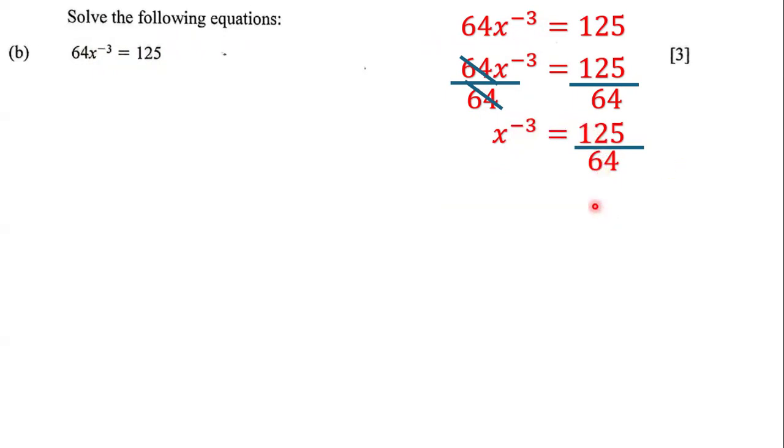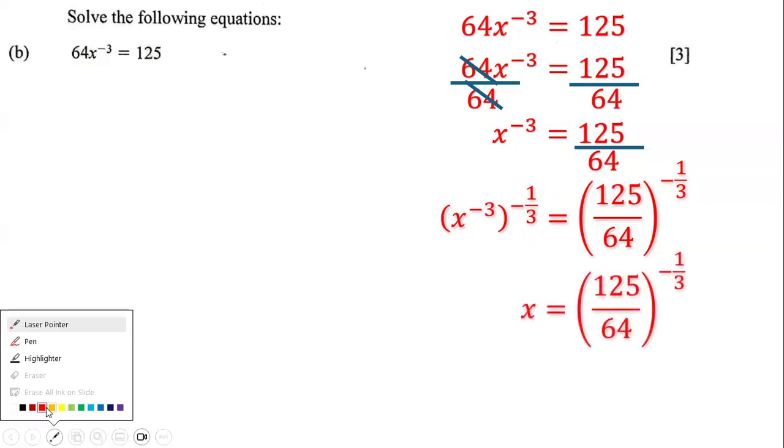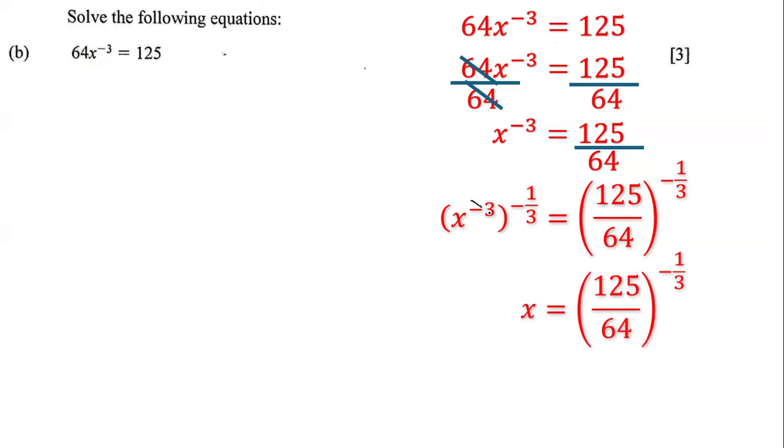Well, notice that our goal is to isolate x, but x here is raised to the power of -3. But we want to get rid of this -3. So in order to get rid of this -3, we are going to raise both sides of this equation to the power of -1/3. All right? And the reason why we do that is because if we do that, then notice what will happen. Well, this -3 will cancel out with this -3 because notice we have -3 multiplied by -1/3.